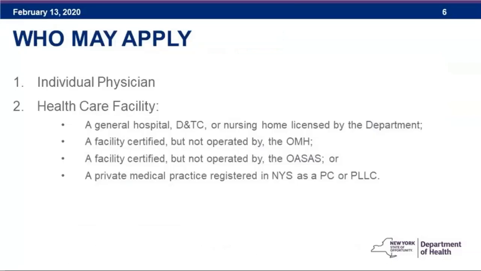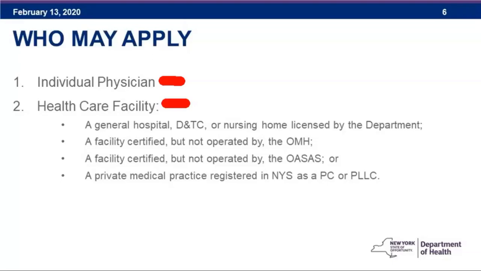So who may apply? Two types of applicants for this opportunity. First is individual physicians, and the second are healthcare facilities. And there are 4 types of healthcare facilities that are eligible: a general hospital, DPNC, or nursing home licensed by the department, a facility certified but not operated by the Office of Mental Health, a facility certified but not operated by OASIS, or a private medical practice registered in New York State as a PC or a PLLC.